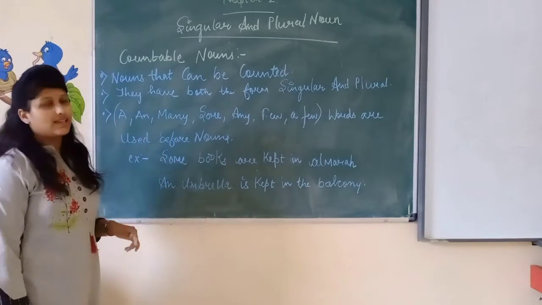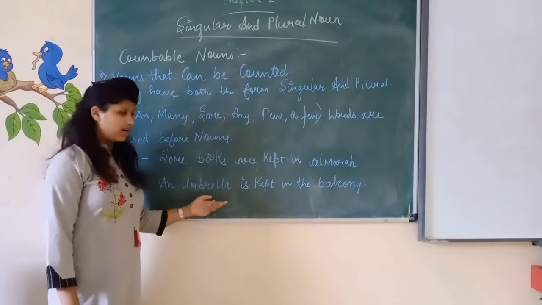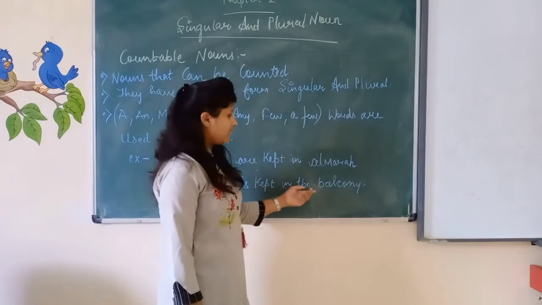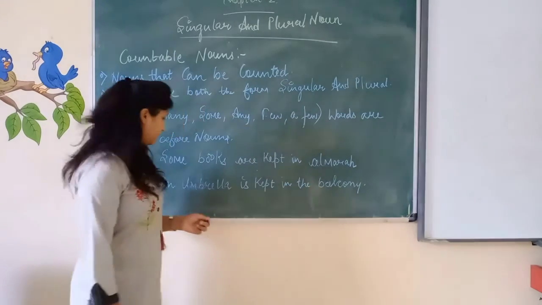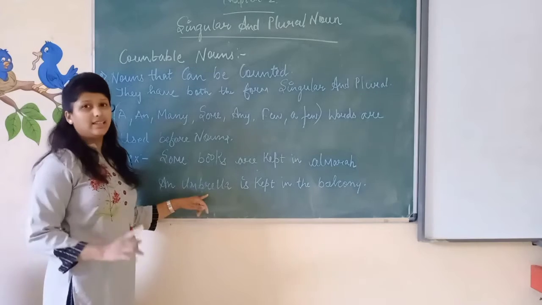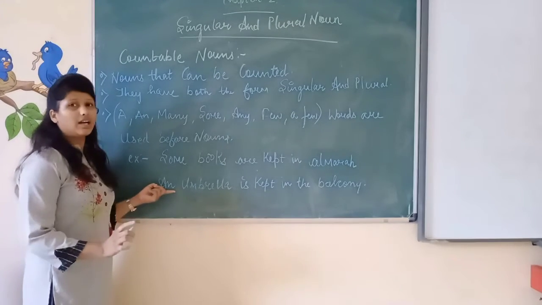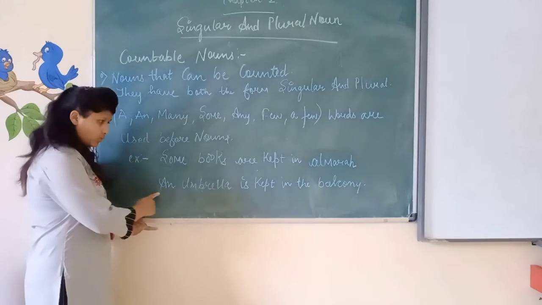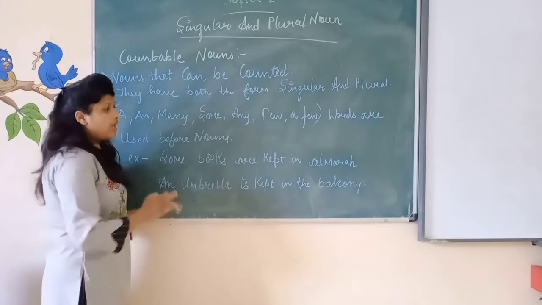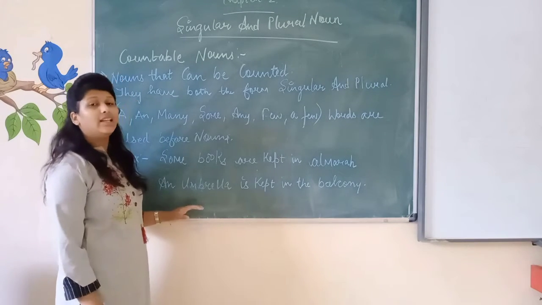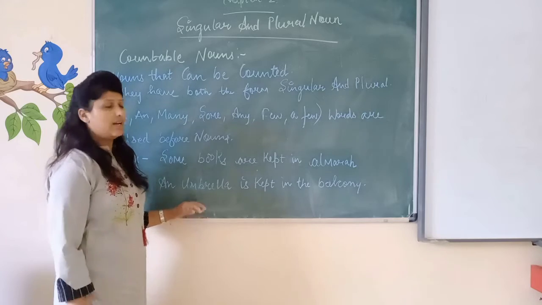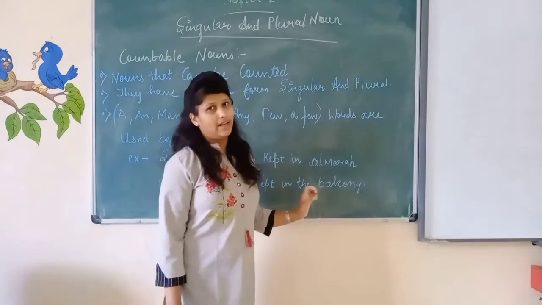Now, second example: an umbrella is kept in the balcony. That means umbrella is the noun in this sentence and an, that is used with a countable noun, has been used before the noun and it is telling us that an umbrella, that is one umbrella, is kept in the balcony.